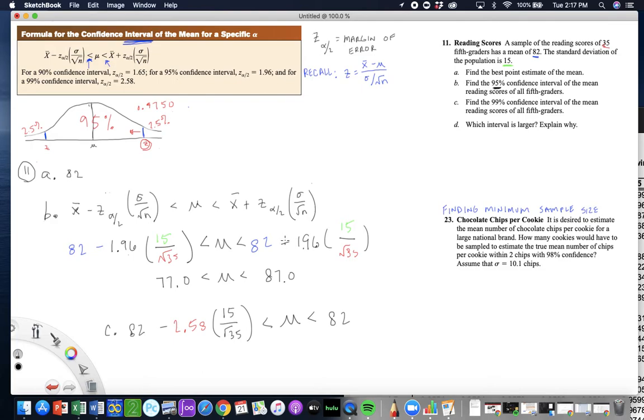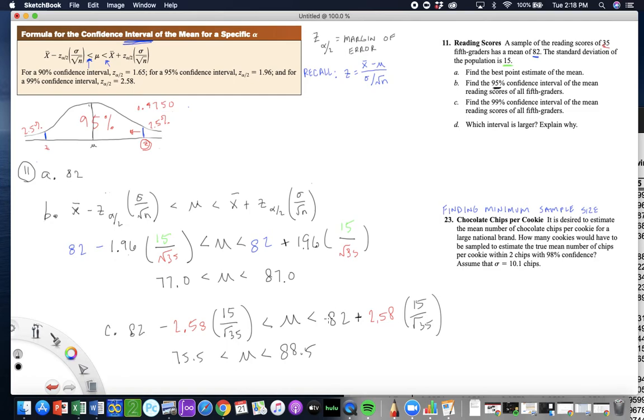I apologize, I forgot to put plus here. Plus the same exact thing again, except we are changing the confidence level to 2.58. And so 15 and square root 35. And so if we do the math correctly and get everything put together, it's 75.5 and 88.5. Okay? Now, what you'll notice is which interval is larger.